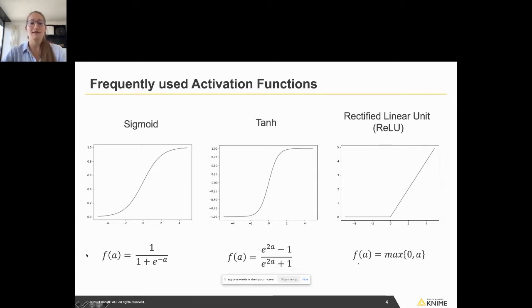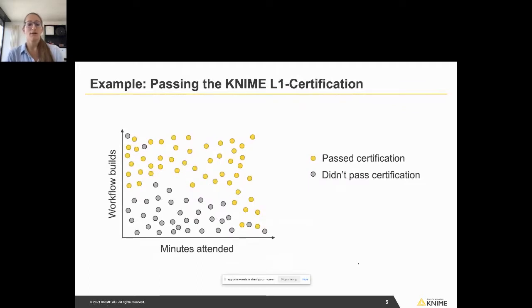That was now quite a bit of theory. Let's try to apply this to a problem. The problem I would like to solve now with a feed-forward neural network is a binary classification problem. The goal is to train a network to predict whether someone is going to pass a certification or not. Here we have the example of passing the NIME L1 certification, which certifies that you have basic knowledge of building NIME workflows. Let's say we have a data scientist joining the course, and he now wants to use some past data, where we know how many minutes someone attended the course and how many workflows a person has built and whether she passed or didn't pass.